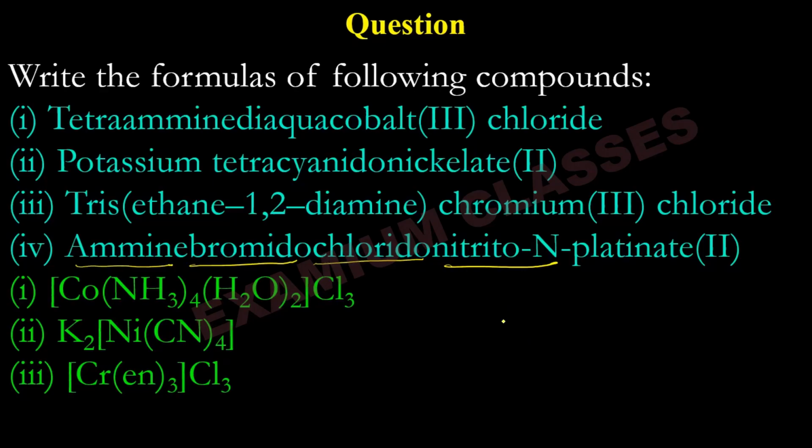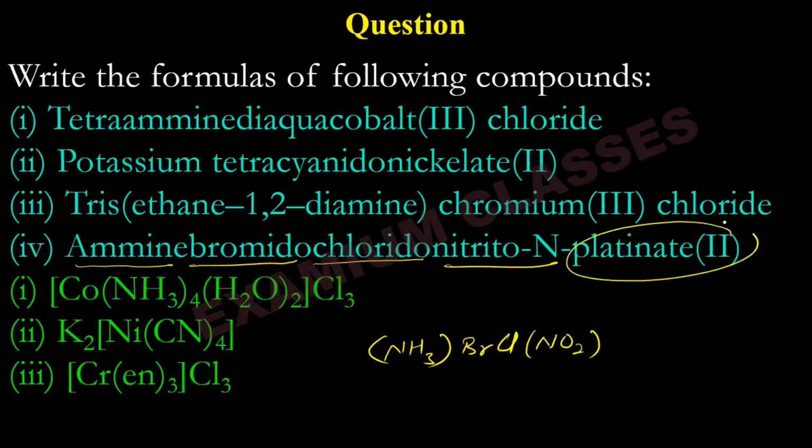So how to write it? It is platinate, so it means it will have some negative charge here. How much negative charge, we will calculate. Ammine means it is NH3. Bromido means it is Br. Remember, NH3 is polyatomic. That's why I have kept it in parenthesis. Br is just one, so I have kept it as it is. Bromido, chlorido, Cl. And then nitrito-N means (NO2) in parenthesis. And you have platinate 2.